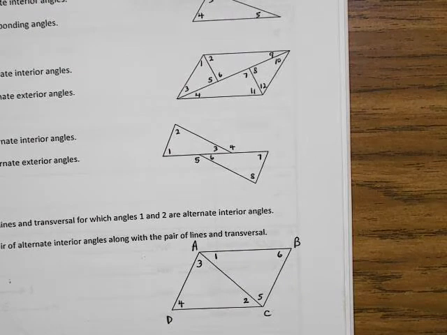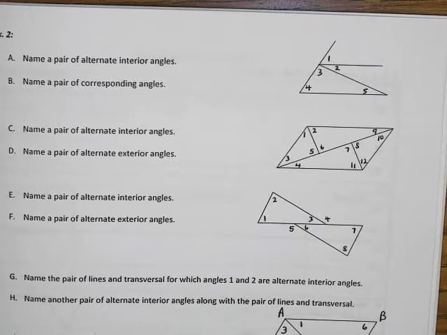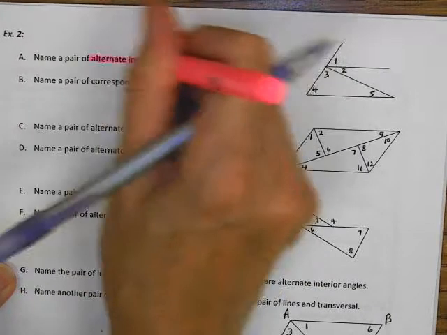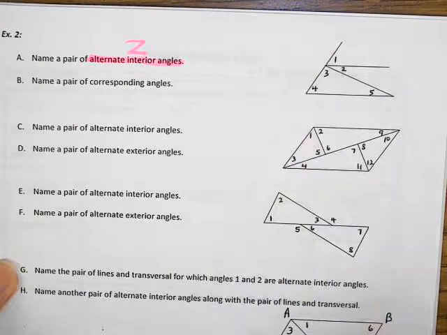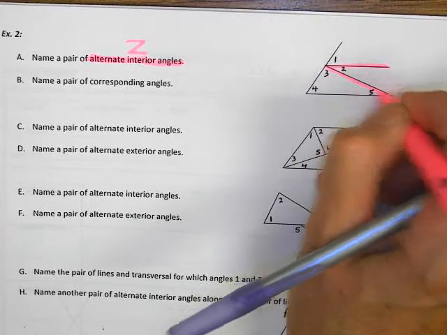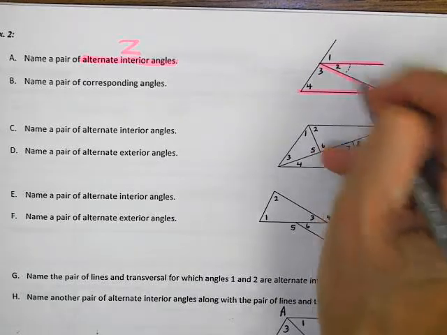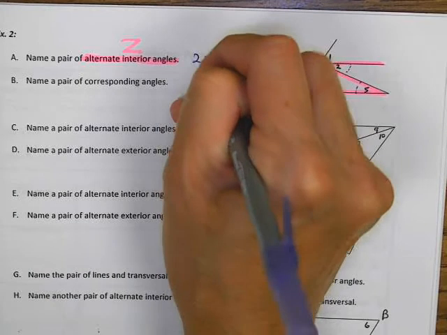So if you look back to the last page, alternate interior looks for the letter Z. All right, so alternate interior here, I'm looking for a Z. I can find a Z. I can find a backwards Z like this. If I find that backwards Z, I can see my alternate interior angles would be 2 and 5 would be a good pair.